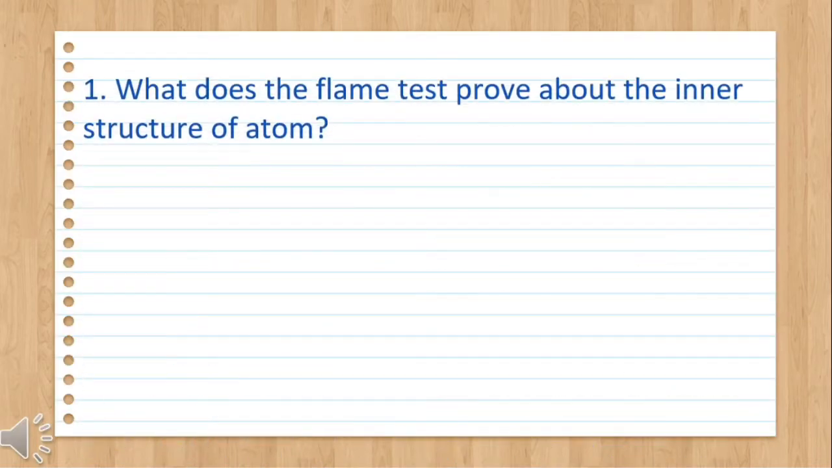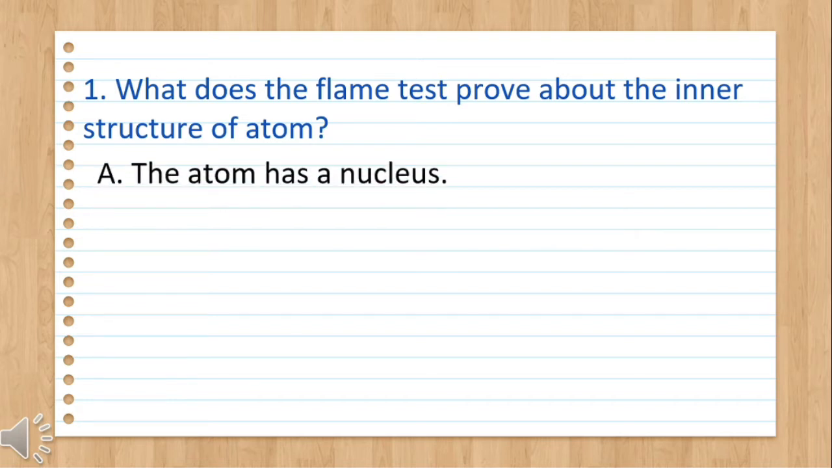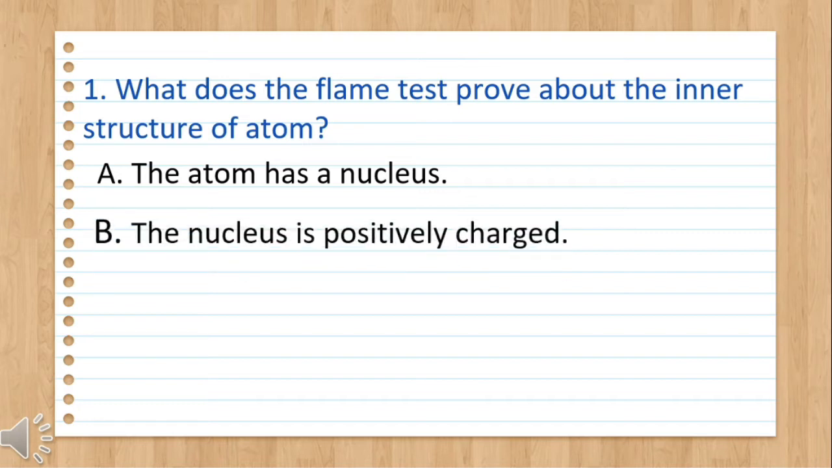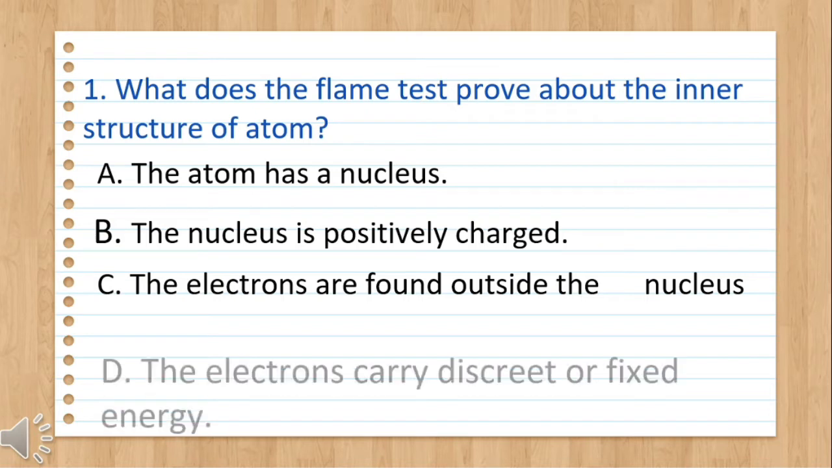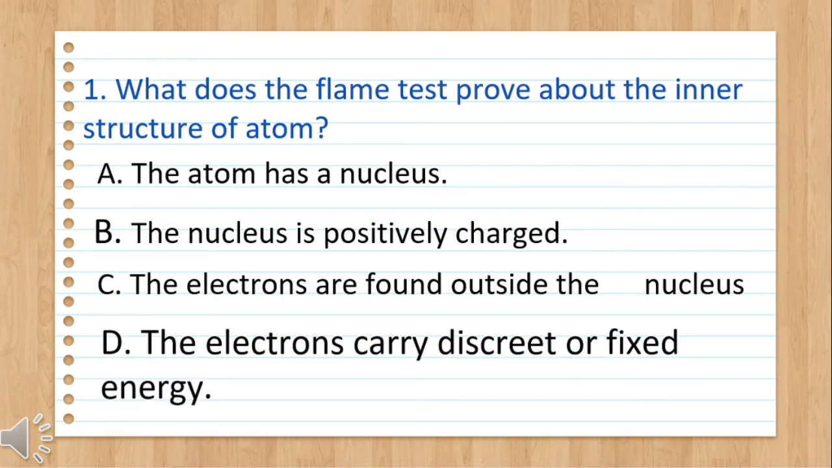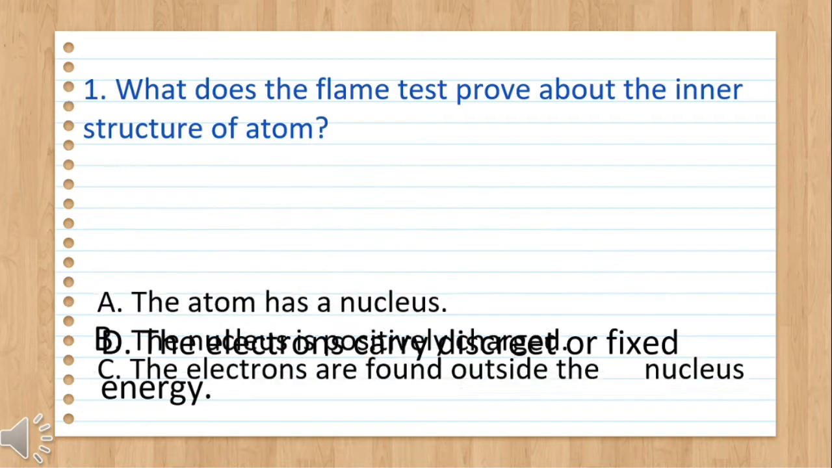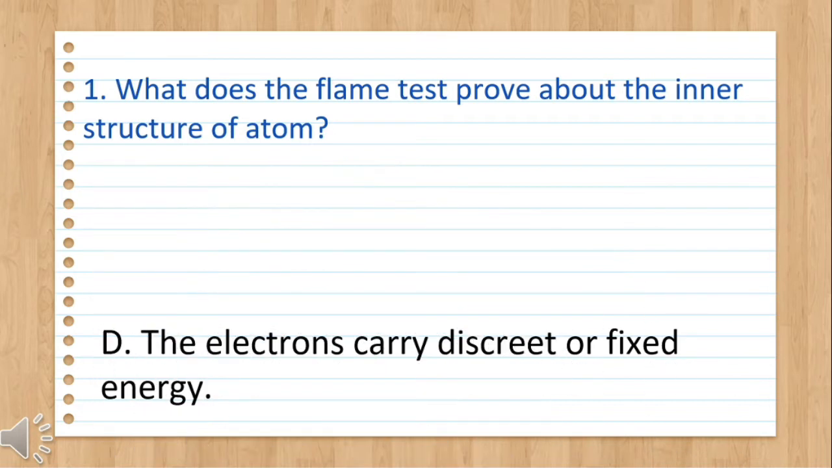Number 1. What does the flame test prove about the inner structure of an atom? Letter A. The atom has a nucleus. Letter B. The nucleus is positively charged. Letter C. The electrons are found outside the nucleus. Letter D. The electrons carry discrete or fixed energy. The answer is letter D. The electrons carry discrete or fixed energy.